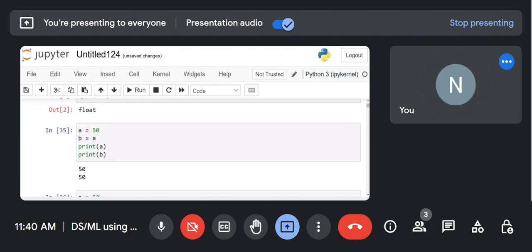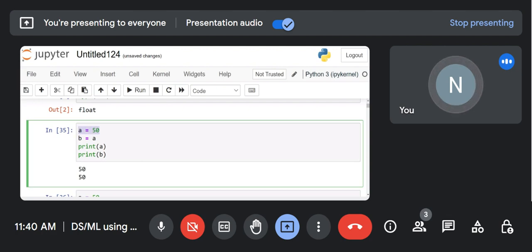Now next, a equal to 50, b equal to a. I am printing the value of a and b. Print a, print b. Okay, what happened here? The value of a has been assigned to another variable, and we are printing it. Now the question is, I just want to crack the concept of whether variable a and variable b are different or the same. Here is my question, whether both are different or both are same.